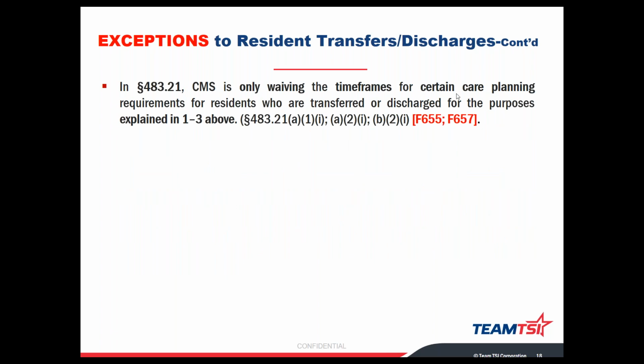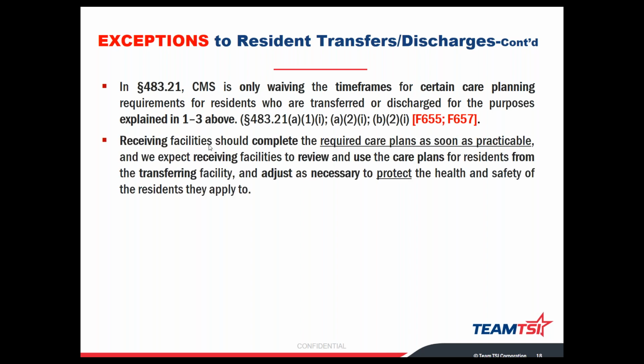Additionally, only waiving timeframes for certain care planning requirements. This was tied into what we were talking about in the MDS as well, but for residents who are transferred or discharged for the purposes explained, remember in 1, 2, and 3, the active, confirmed, suspected, or exposure basically without symptoms, they were for under observation. In the absence of that, the receiving facility has to complete the required care plan as soon as is practicable. This is the only care planning section, I believe, that is addressed in any of the waivers. They expect the receiving facility to review and use the care plan from the transferring facility and adjust as necessary to protect the health and safety of the residents to which it applies.